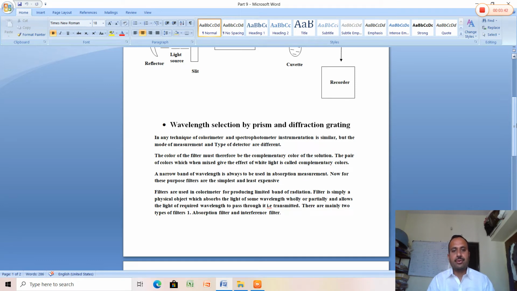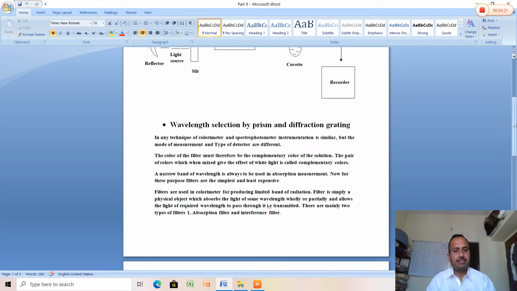A narrow band of wavelength is always to be used in absorption measurement. For this purpose, filters are the simplest and least expensive. Why are filters used? Because they are the simplest in working and the least expensive. In every absorption measurement, we do not use a broad band of wavelength. We use a narrow or selected beam of radiation of wavelength.